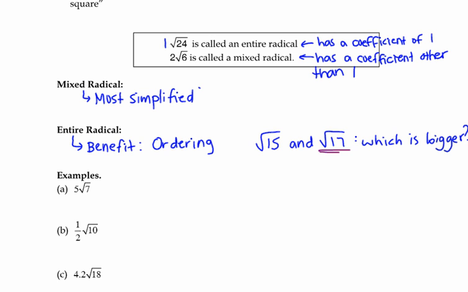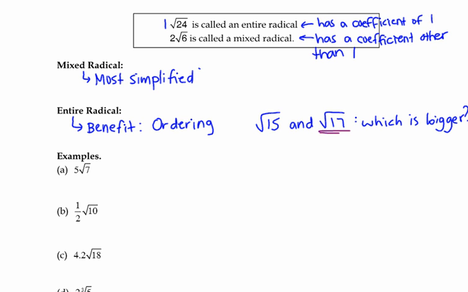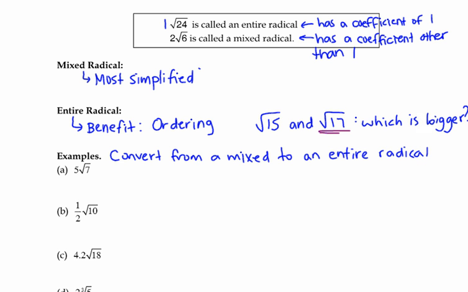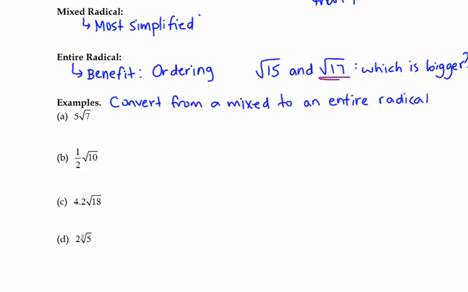Okay, so for our examples, today we're going to learn how to convert from, what type of radical is that? A mixed radical. So convert from a mixed to an entire radical. That's what we're going to do. If we want to convert from a mixed to an entire radical, we want to use this rule: root A times root B equals root A times B.